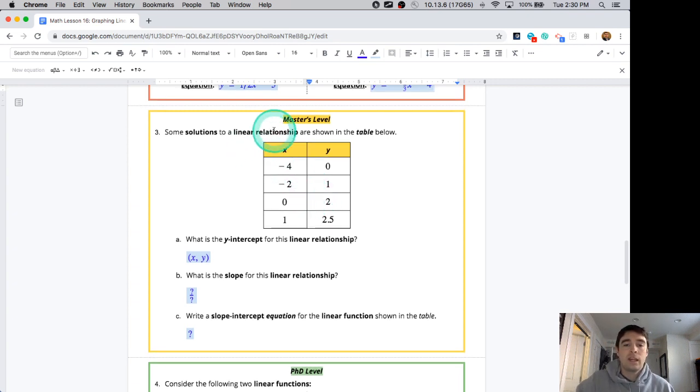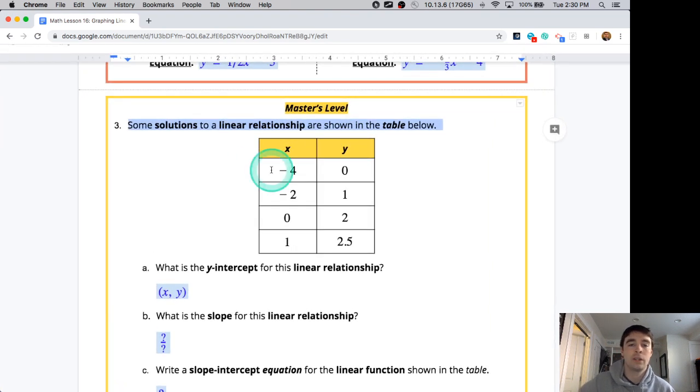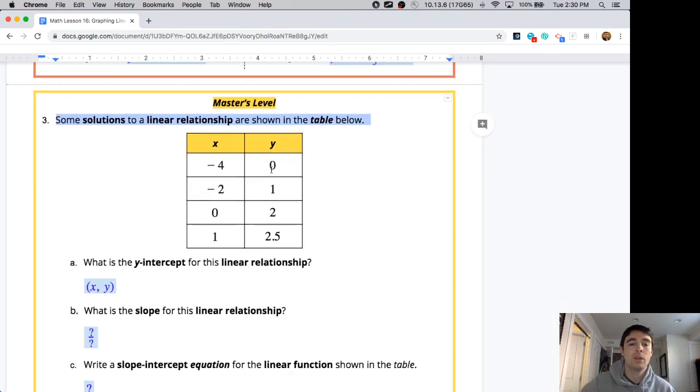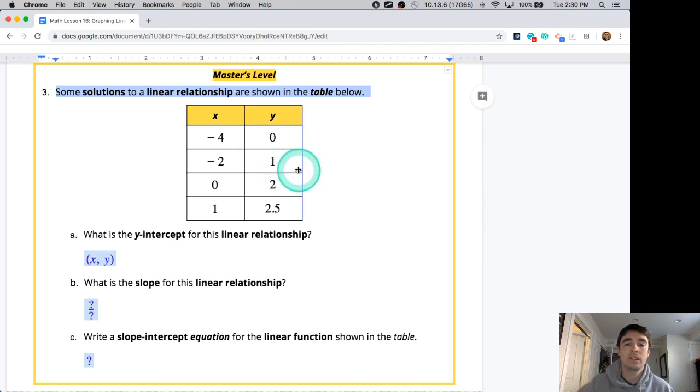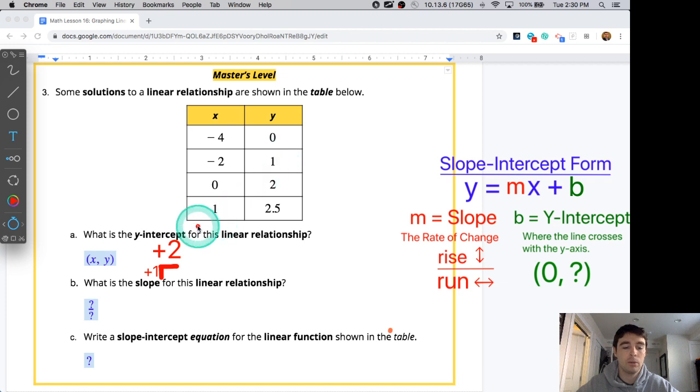So they tell us this table shows a linear relationship, and they ask us to figure out a couple of things for it. The first thing they ask us to figure out is, what is the y-intercept for this linear relationship? And to help us out, I'm going to bring those notes back up, because our concepts from graphs and equations are very helpful with tables.